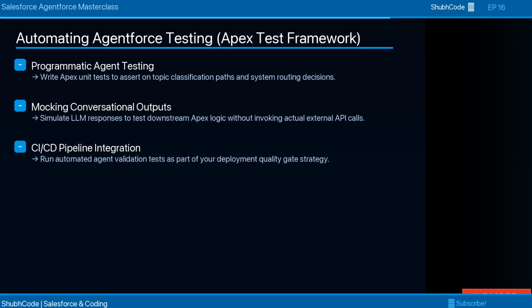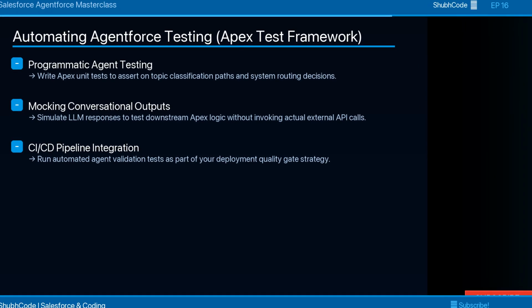While manual testing in the simulator is fantastic for initial development, enterprise-grade deployments require automated, repeatable testing structures. Did you know you can programmatically test your Agentforce configurations using specialized Apex test classes? By leveraging the Agentforce mock execution frameworks, you can write unit tests that assert on conversational outcomes, routing decisions, and prompt outputs. This ensures that a developer changing a flow or updating a prompt template in a sandbox won't accidentally break your production agent's routing logic.